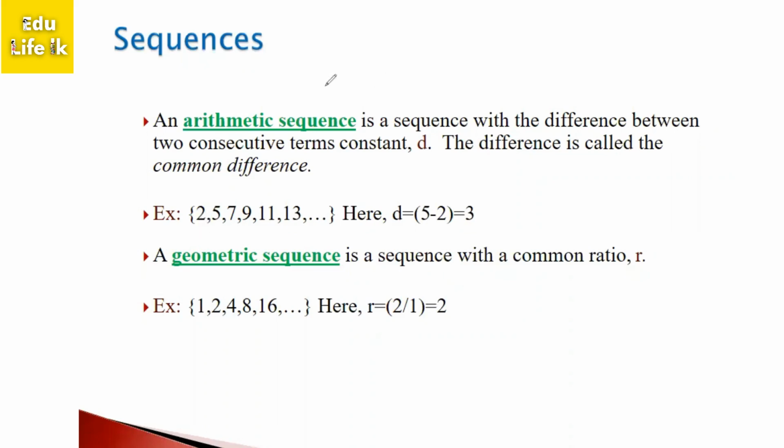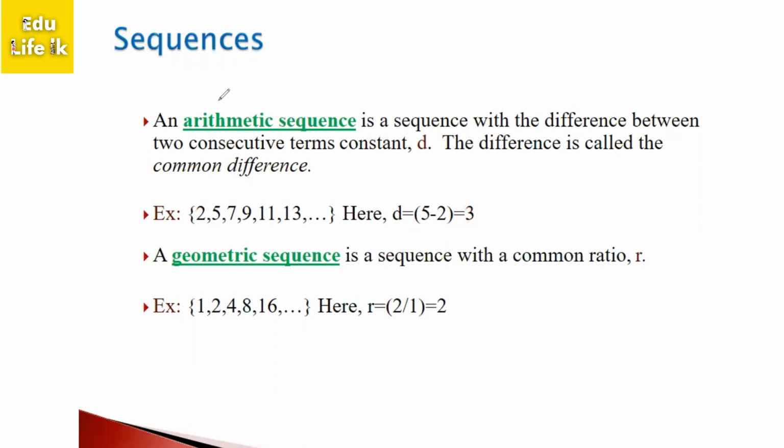If I write this one, this will be 3, so the common difference will be 2. This must be 3. Sorry for that mistake. So now, if you consider any consecutive integers, we have the same common difference, so we call those arithmetic sequences.